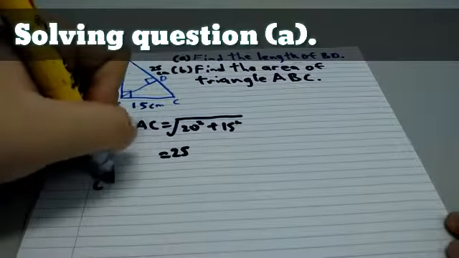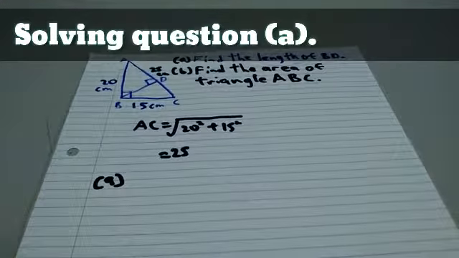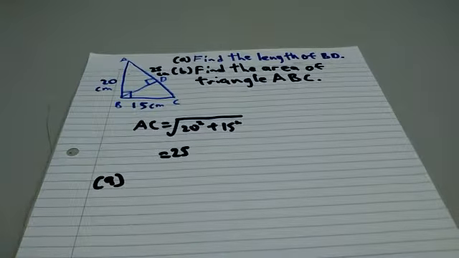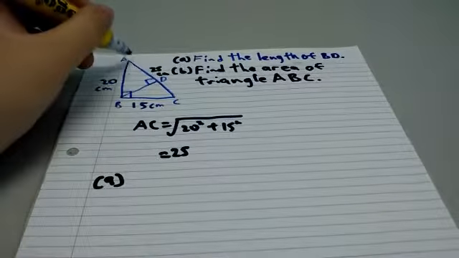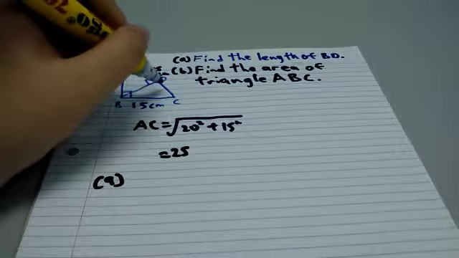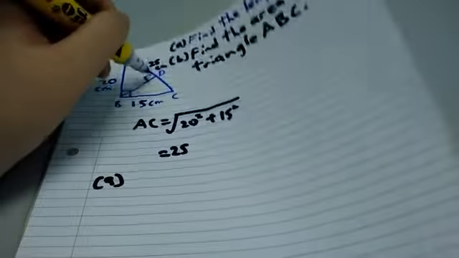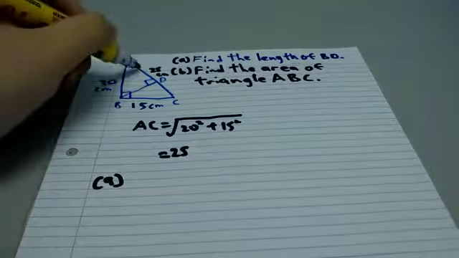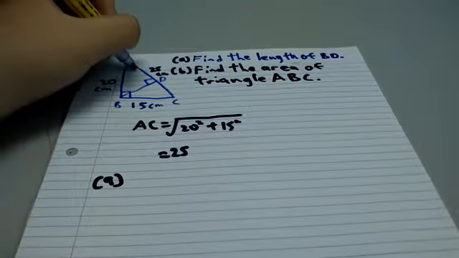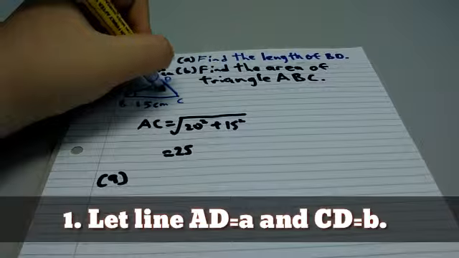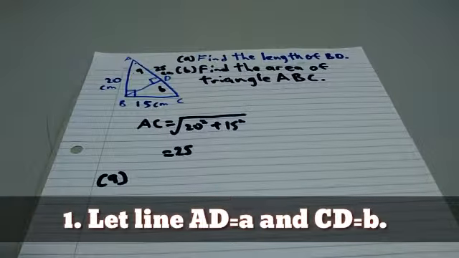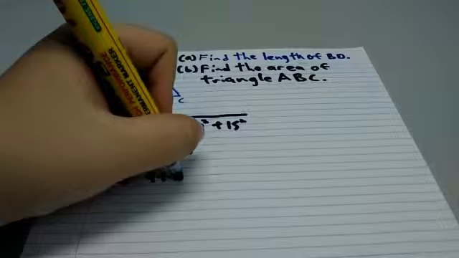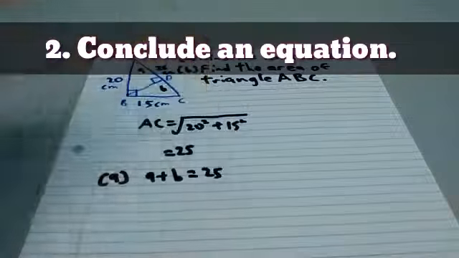So for question A, they want you to find the length of BD, but is it possible? Yes, it is possible. We are going to use some algebra inside this. So let's say we take this, because let's say we have this length and then this length broke down into two lines. So let's say this whole line is A and this whole line is B. So we can conclude that A plus B is equal to 25.